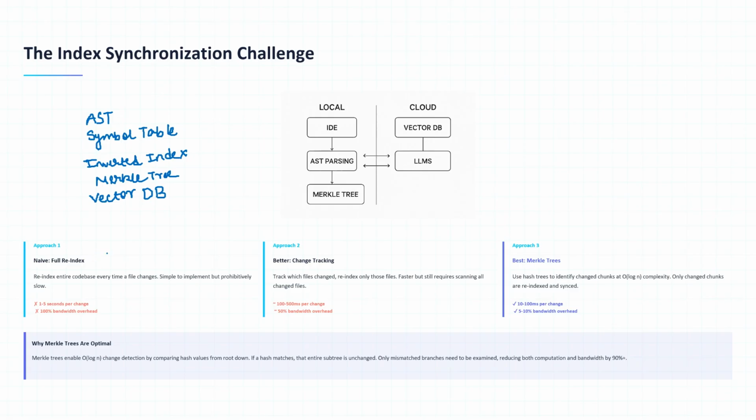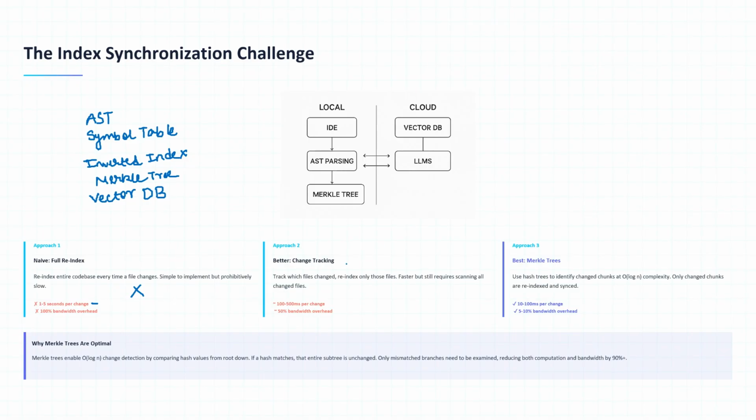So the first approach to solve the synchronization would be to reindex the entire code base every time a single file changes. And we discussed why this is a very brute force approach to not have. Which is because it'll change per keystroke or per change of word, and that would account for 1 to 5 seconds of delay per change, and it has a bandwidth overhead.